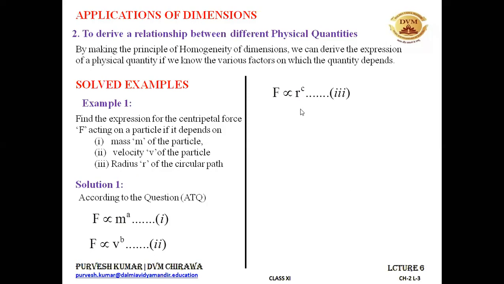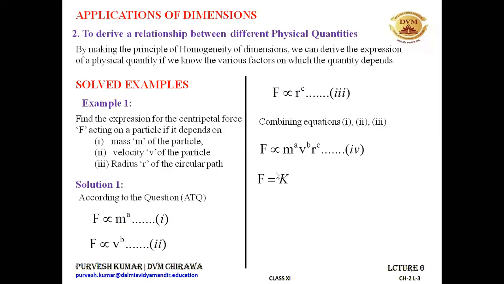Now combining these three equations, 1, 2, and 3, we can write that F is proportional to M to the power A, V to the power B, and R to the power C. And our job is to find this A, B, and C by using the dimensions. If we know this, we can easily write the formula for F. And when we remove the proportionality sign, there comes a constant that is denoted by K.